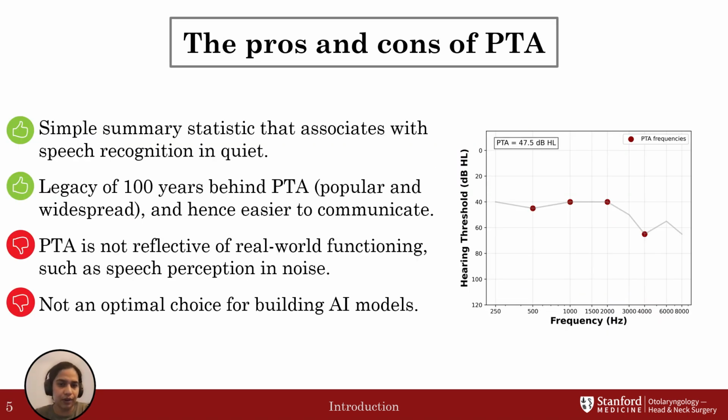However, there are a few pros and cons of using PTA. The pros are that it's a simple summary statistic that associates moderately well with speech recognition in quiet. There's also a legacy of over 100 years behind PTA, making it popular and widespread, and hence it's easier to communicate with other professionals and patients using PTA. However, PTA is not reflective of real-world functioning, such as perceiving speech in noise. And it's also not an optimal choice for building AI models, as we tend to lose a lot of information with a summary statistic such as PTA.